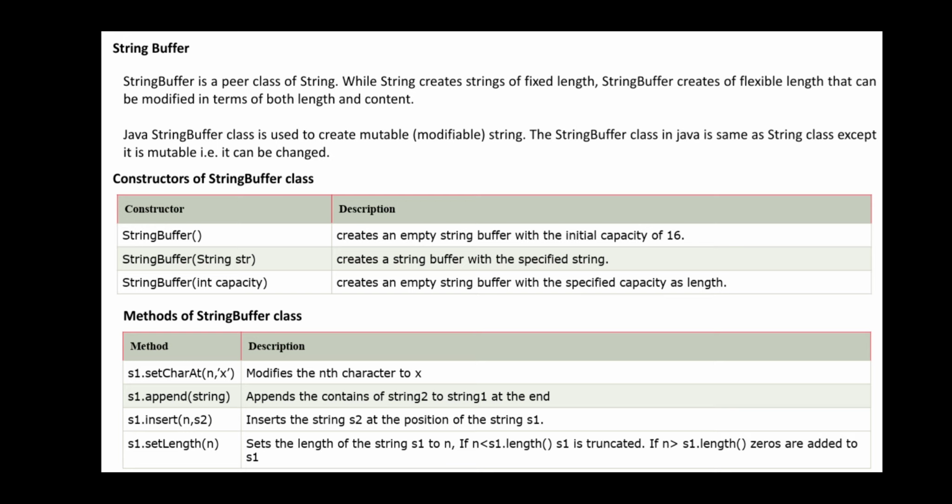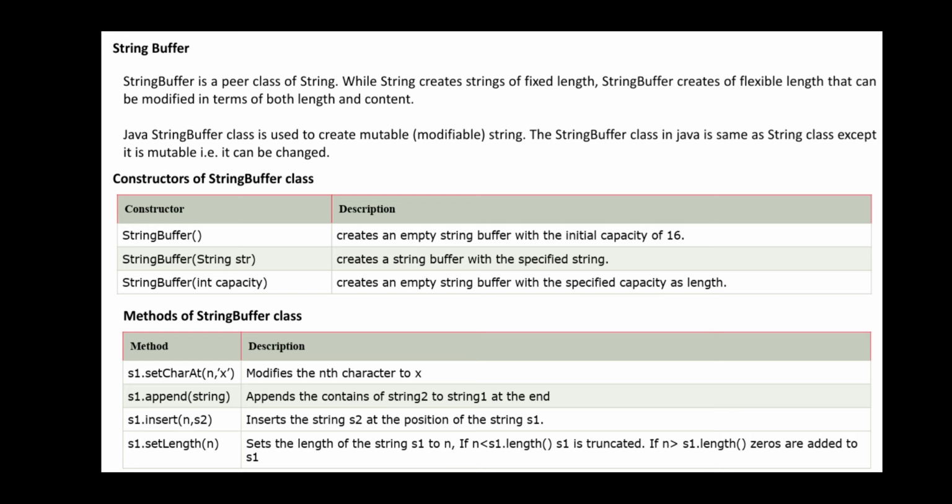There are three different types of constructors. One with empty capacity, which accepts 16 characters of values; one that sends a string value, which has a specified string; and int capacity, meaning the specified length will be there and that much length will be accepted. So these are the three different types of constructors. A StringBuffer with empty opening and closing braces creates an empty StringBuffer with the initial capacity of 16.